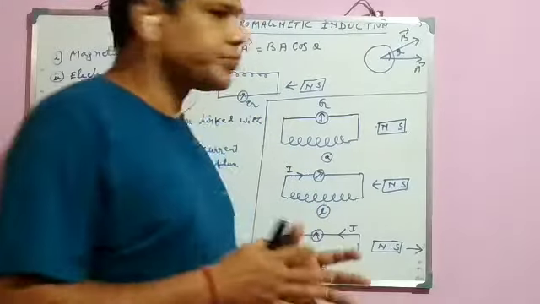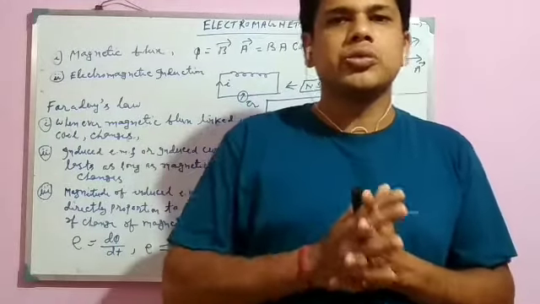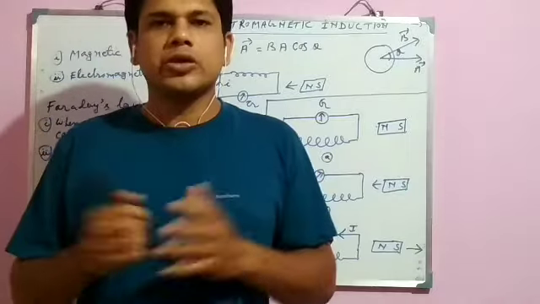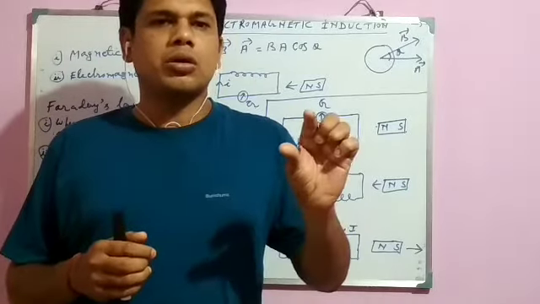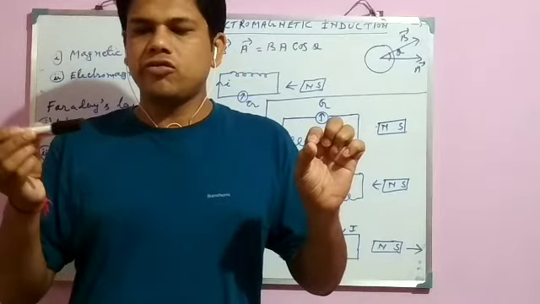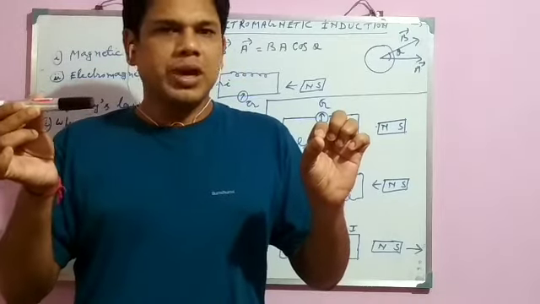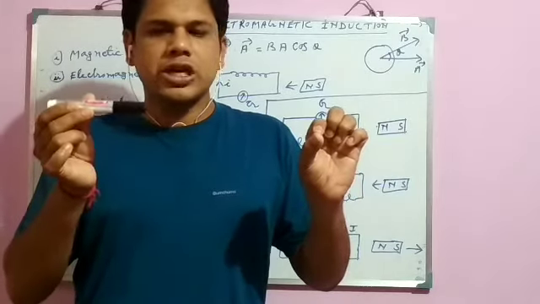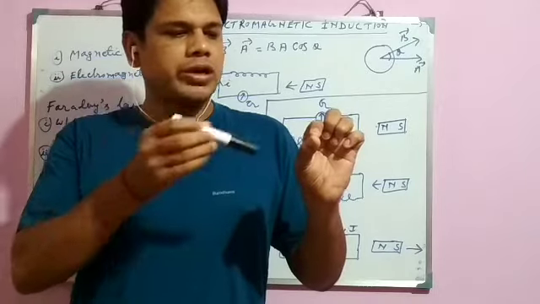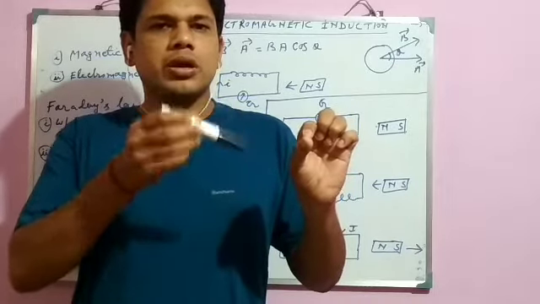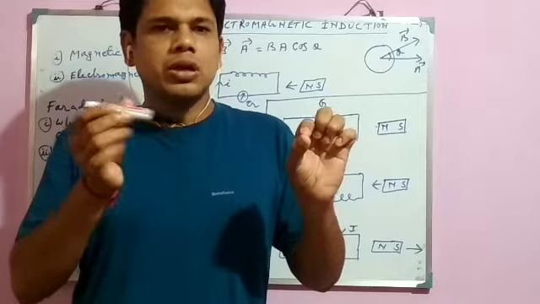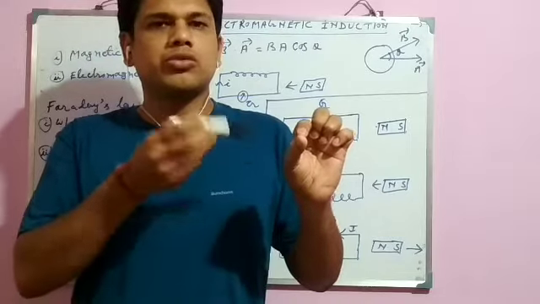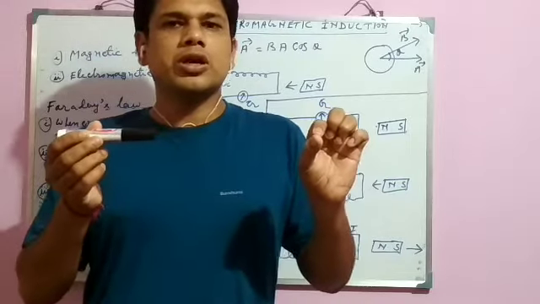Now first you have to know what is electromagnetic induction. In electromagnetic induction, if a coil or closed loop is placed there and we move the bar magnet like this, then there is a change of magnetic flux, and this change of magnetic flux links with this coil. Due to this, induced EMF or current is produced through this closed loop coil. This phenomenon is called electromagnetic induction.